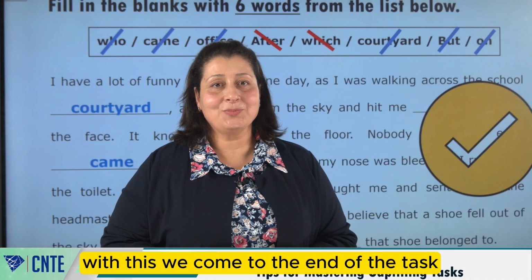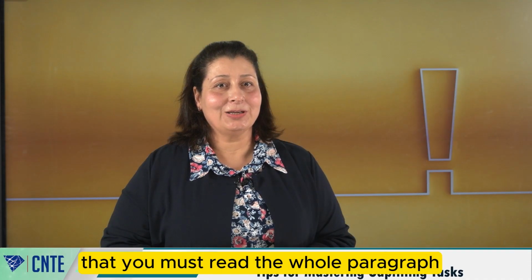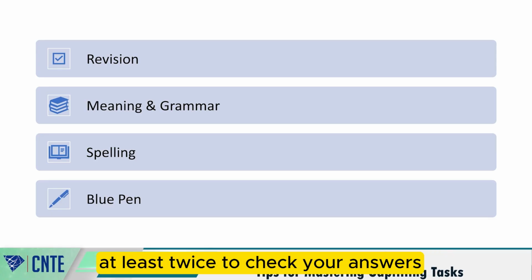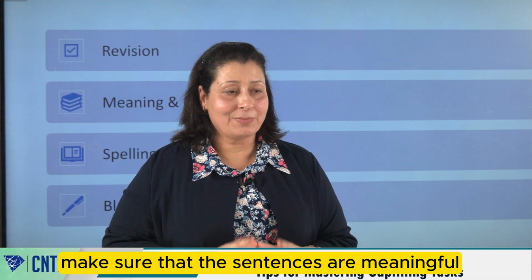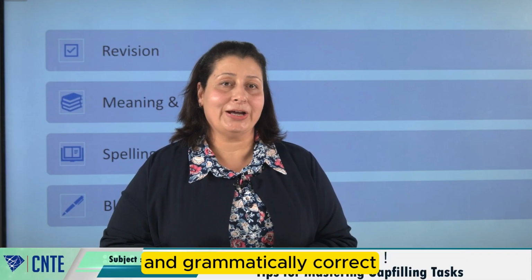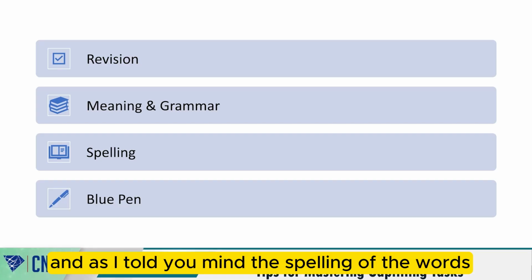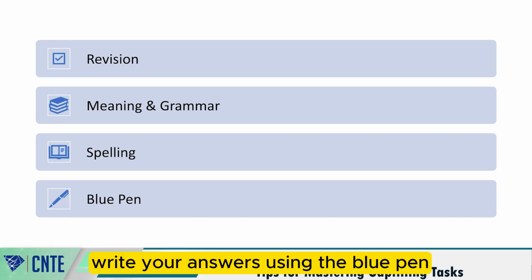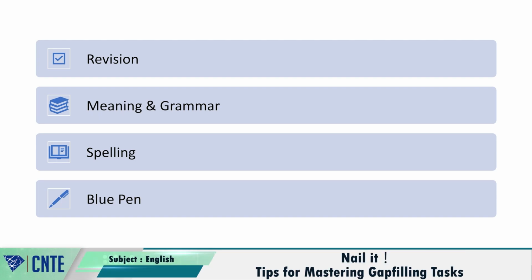With this, we come to the end of the task. Let me just remind you that you must reread the whole paragraph at least twice to check your answers. Make sure that the sentences are meaningful and grammatically correct. And as I told you, mind the spelling of the words. One last piece of advice, write your answers using a blue pen. Never use a pencil in the English exam, please.